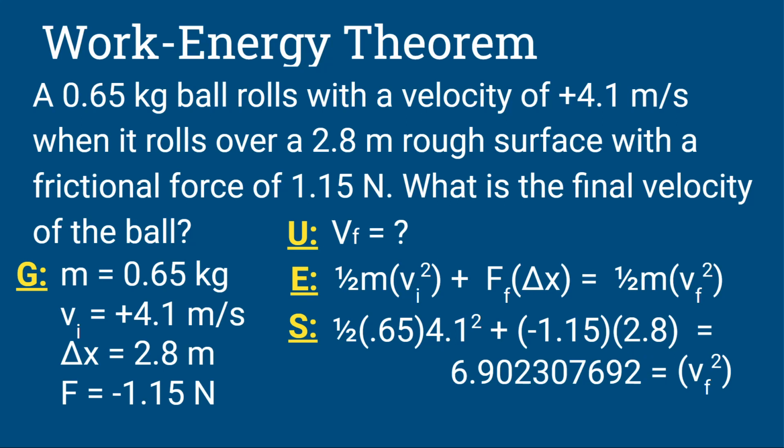6.9023, you can write all the decimals if you want, equals VF squared. But again, I want VF, not VF squared, so we're going to take the square root of that, and we get our final velocity is 2.63 meters per second. It slowed down. It was 4.1, now it's 2.63. I already knew that. Friction does that. Okay, so that's my final velocity of the ball.